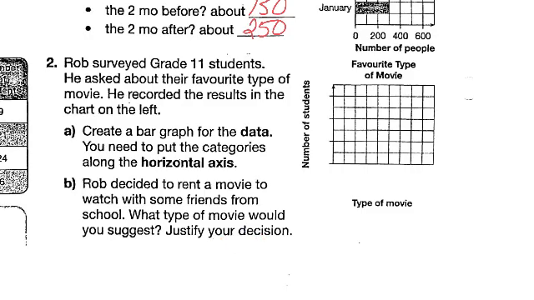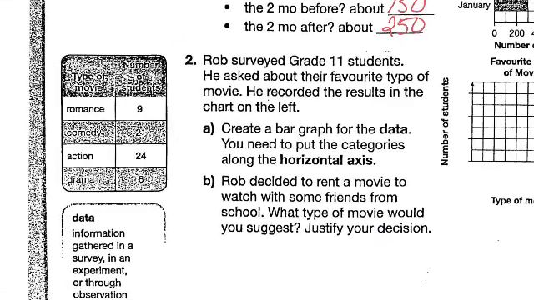Justify your decision. So if you look here on the side, we've got our data table. I know it's not the greatest copy, but it does say type of movie and number of students. So we have romance, comedy, action, drama. And the number of students for romance, there were 9. Comedy, there was 21. Action, there was 24. And drama, there was 6.